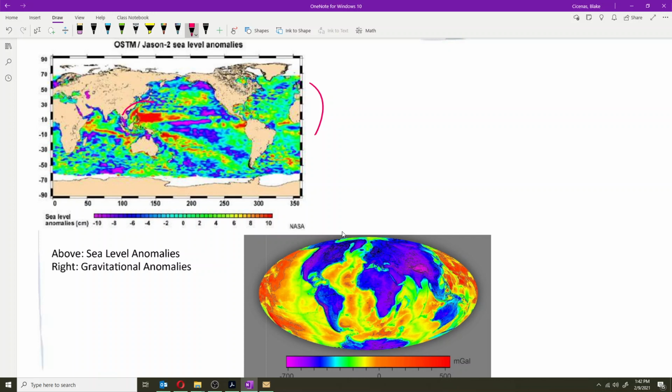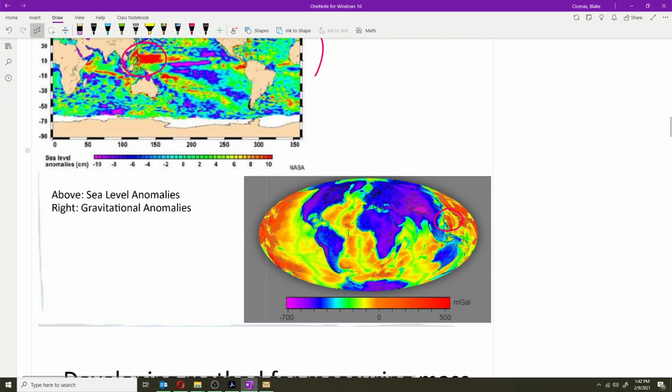Like right here, it's got a much higher than normal sea level, which corresponds to over here on the second graph, which is gravitational anomalies, actually looking at the gravitational differences over the planet. Like there's a really low gravity here in northern India, southern-ish China area, whereas there's high gravity off that coast of China.